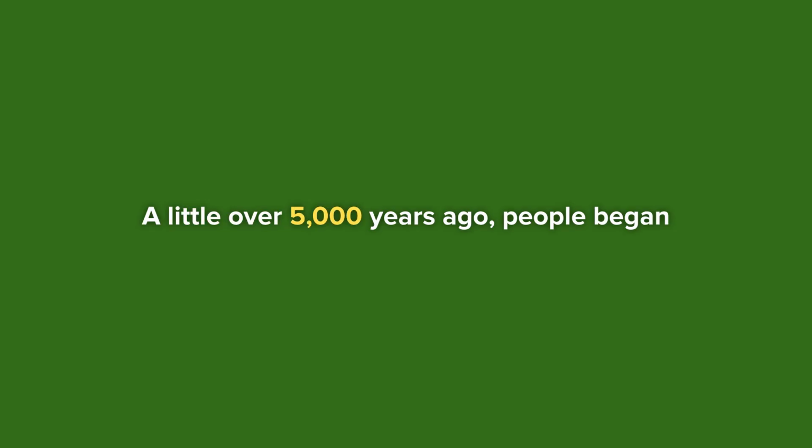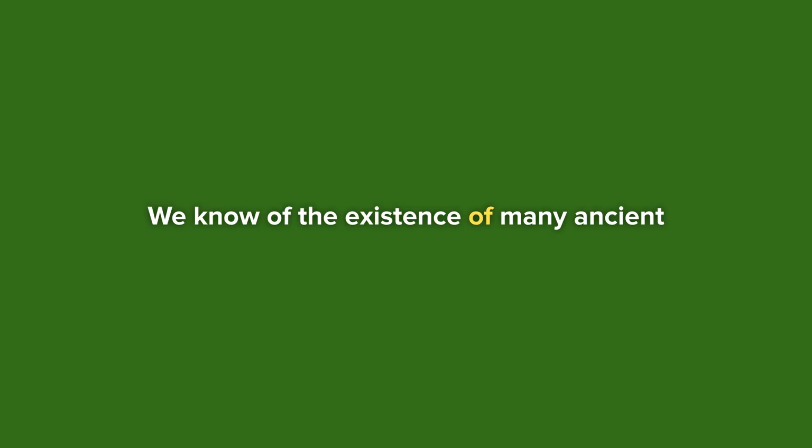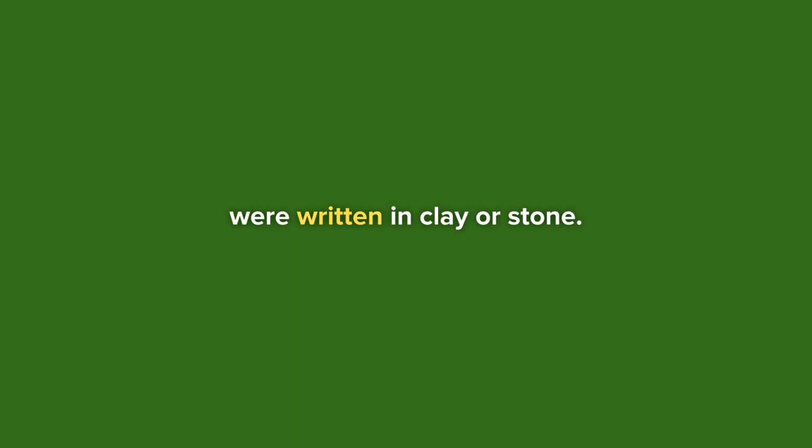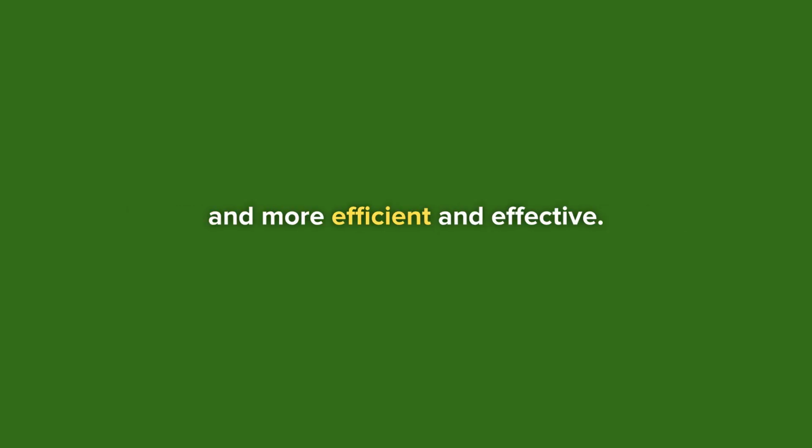A little over 5,000 years ago, people began developing writing. It was then possible to record even larger amounts of information indefinitely. We know of the existence of many ancient people only because their names and deeds were written in clay or stone. Since its inception, writing has become more and more efficient and effective. The development of the printing press some 500 years ago made the distribution of written knowledge far easier and cheaper.